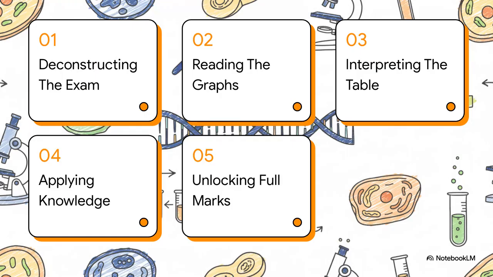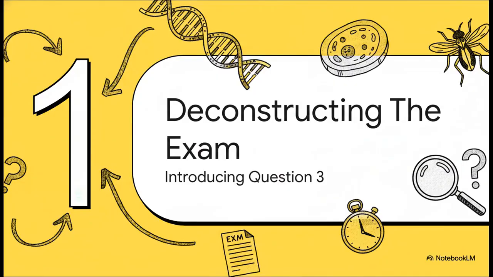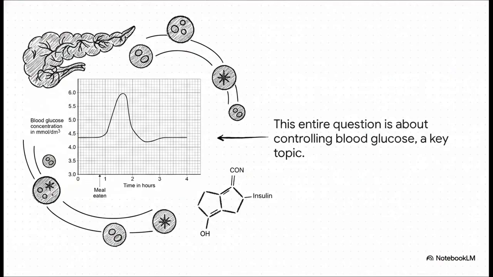So here's our game plan. We're going to tackle this 10-mark question piece by piece, just like you would in a real exam setting. All right, the question in the spotlight today is question 3. It's from the AQA GCSE Biology Higher Tier Paper 2 from the June 2022 exam. The first part of this question is all about analyzing this graph. What we're looking at here is how someone's blood glucose concentration changes right after they've had a meal.